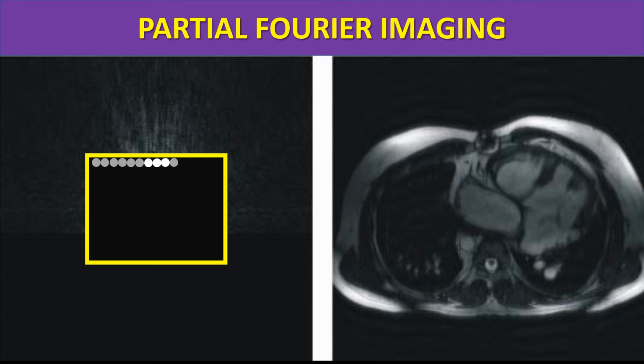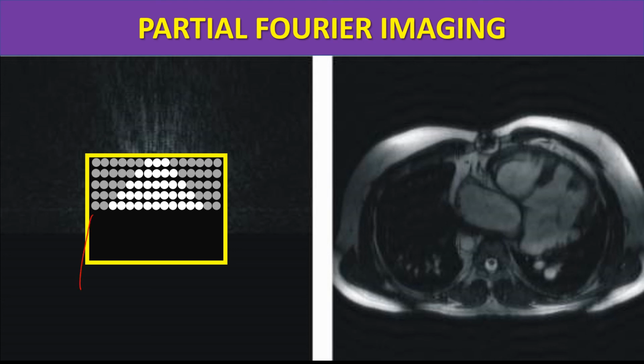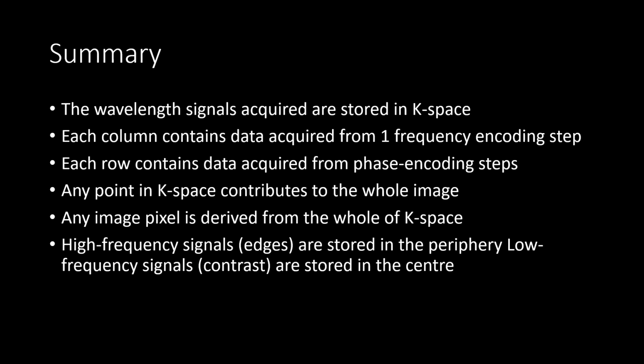Or we can do something called partial Fourier transformation. Partial Fourier transformation is nothing but we fill half of the K space, and we just copy paste the rest half of the K space by using the conjugate symmetry method. So we fill the rest of the K space, but the image quality will be slightly reduced. So this is how K space works.